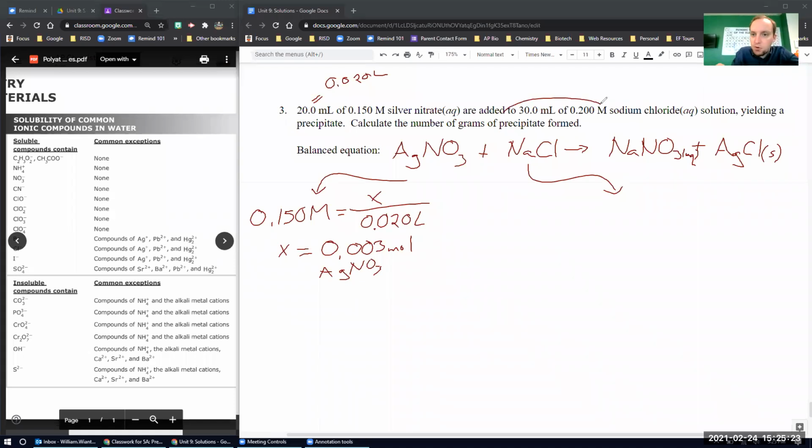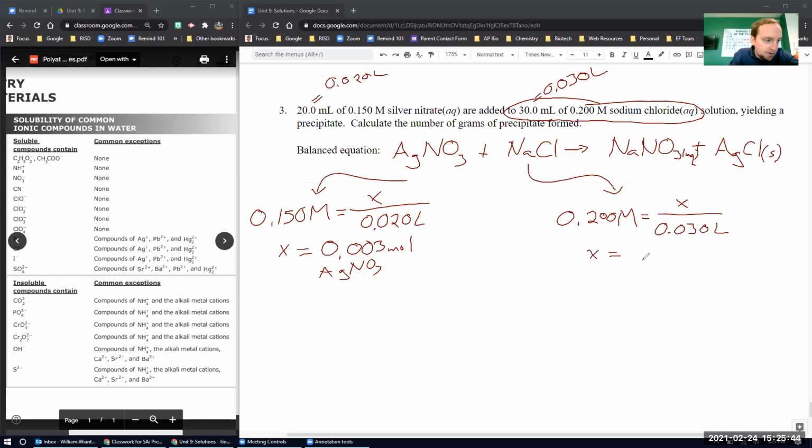Again, all my numbers for the silver chloride are located here. So I'm going to put my molarity, which is 0.200 molar, equals some number of moles over 0.030 liters. Multiply those two together, and what I get is 0.006 moles of sodium chloride.